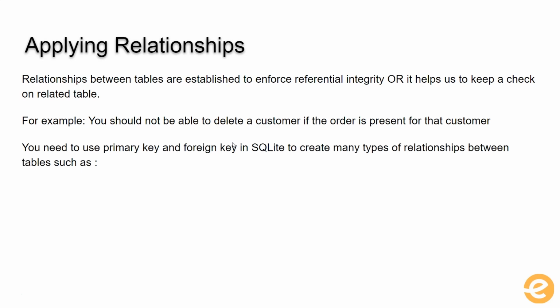You need to use a primary key and foreign key in SQLite to create many types of relationships between tables, such as a one-to-one relationship. For example, when you have a salesperson or an employee related to a department, you have two different tables, one for the department and one for the salesperson information. You want to make sure that there is a one-to-one relationship between a salesperson and the department, as a salesperson or any other individual or employee should be related to only one department.